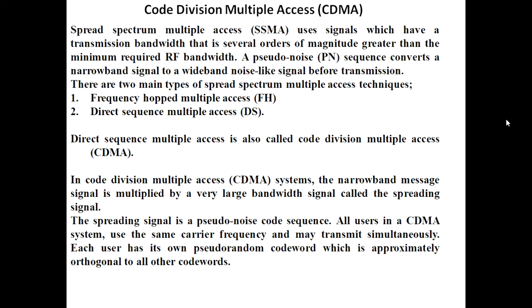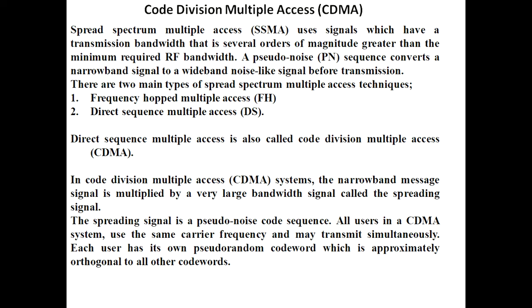Hi to all. In this class, we are going to see the third multiple access technique which is used in wireless communication, which is called code division multiple access. Code division multiple access, CDMA, is one type of SSMA, which is spread spectrum multiple access, where we have two different types of spread spectrum: frequency hopping multiple access and direct sequence multiple access.